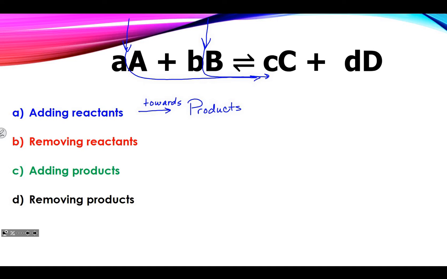If I remove reactants, here's my arrow going down. Since it's pointing down, I can't go across because I've got to go to the equation. So I have to actually come here and come down this way to make that work. Everybody see that? So because I'm doing that, which way is the reaction going? Well, towards the reactants, right?